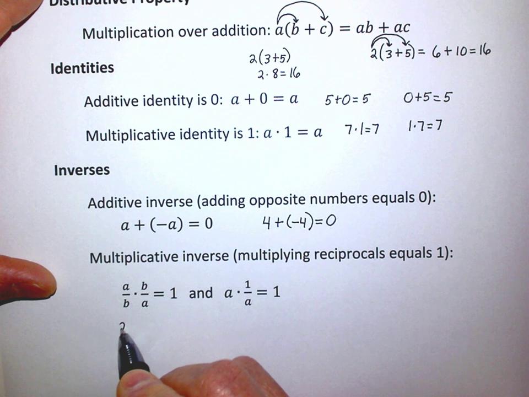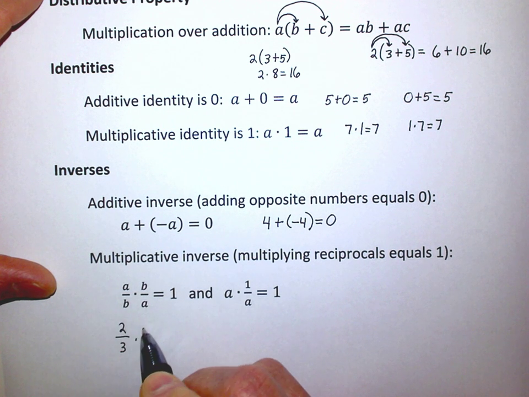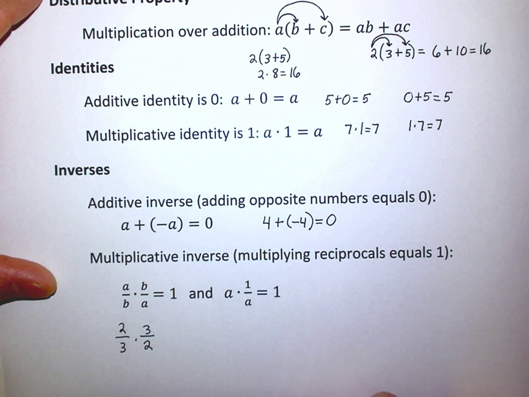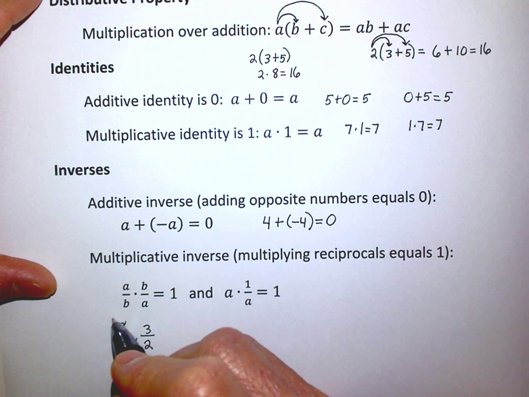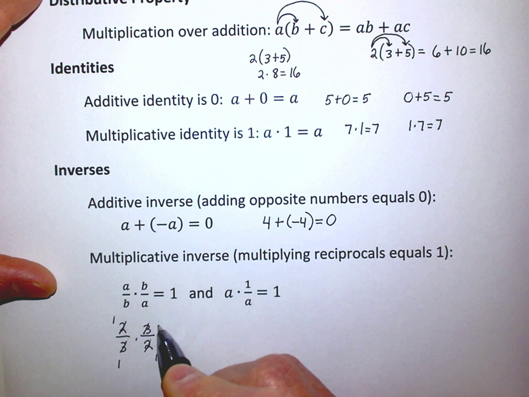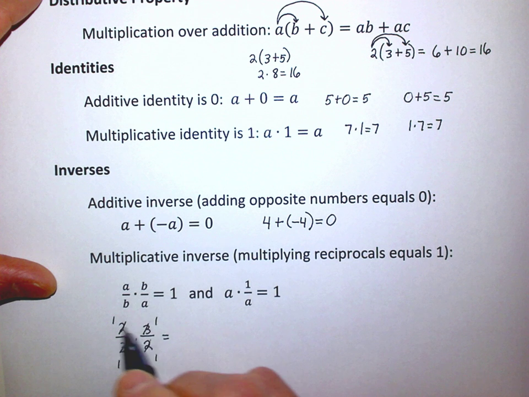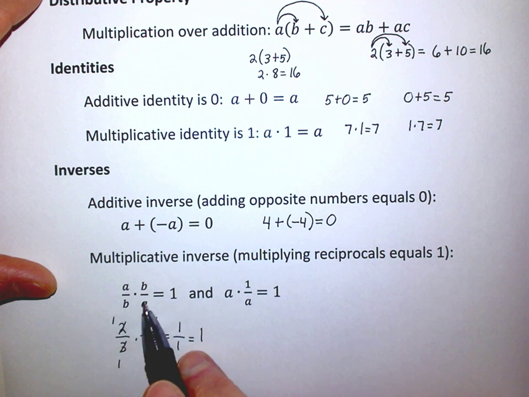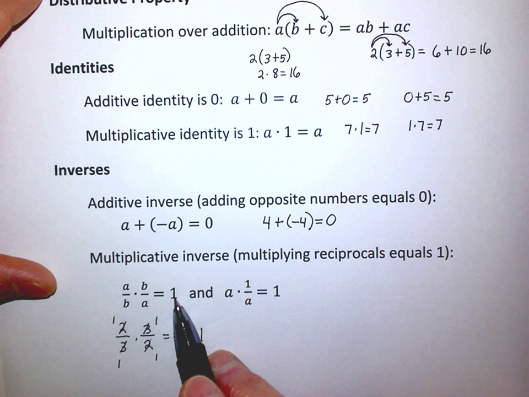Let's try 2 over 3 times 3 over 2. Remember, we can cancel when we're multiplying fractions. The 2's cancel. The 3's cancel. And then we multiply what's left. 1 times 1 is 1. 1 times 1 is 1. 1 over 1 is 1. So multiplying reciprocals yields 1.